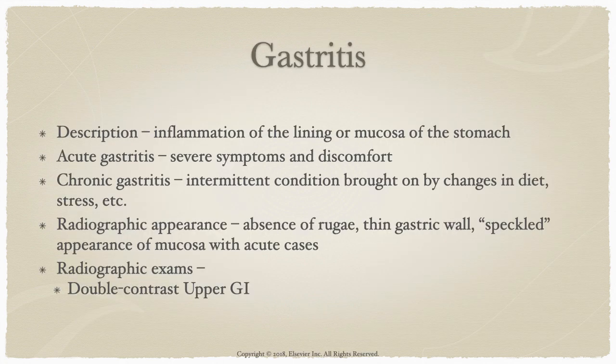Gastritis, inflammation of the lining or mucosa of the stomach. Acute gastritis is severe symptoms and discomfort. Chronic gastritis is an intermittent condition brought on by changes in diet, stress, etc. It's going to look like the absence of rugae, thin plastic wall, speckled appearance of mucosa with acute cases. You use a double contrast upper GI with this.